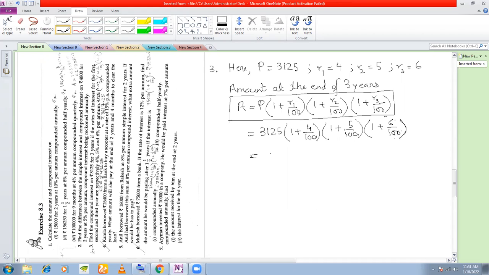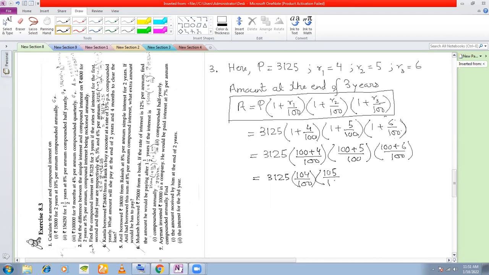So now 3,125. Take the LCM for the first one. You get 100 plus 4 by 100. Take the LCM for the second one. 100 plus 5 by 100. And for the third one also, 100 plus 6 by 100. Okay. So now you get 3,125 into 104 by 100 into 105 by 100 into 106 by 100.